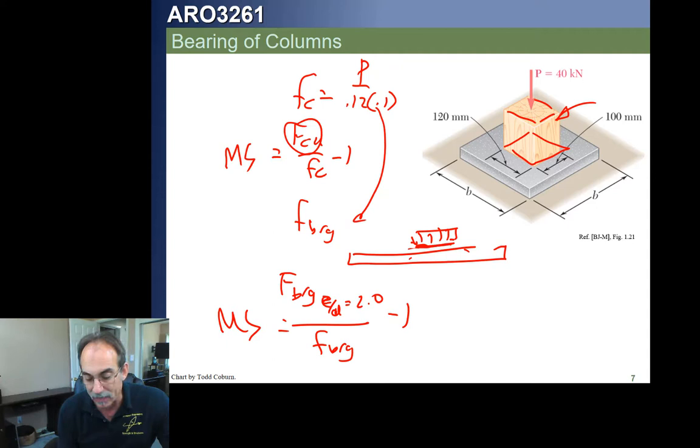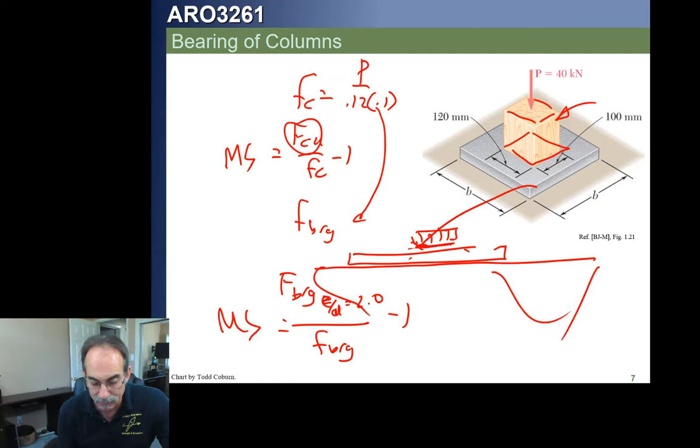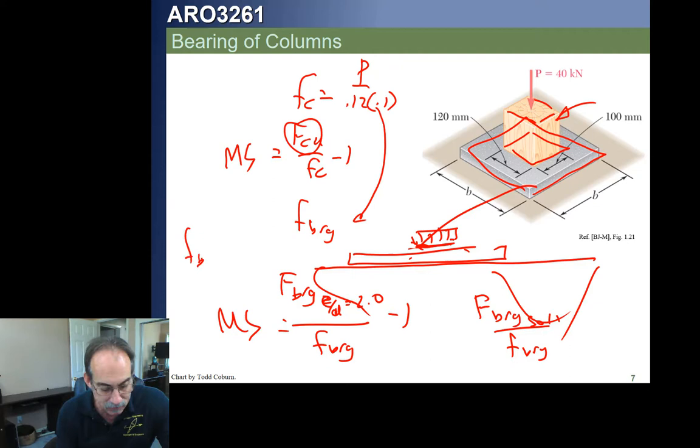Now, if that's good, that's using the bearing allowable of this concrete. Then we get to the soil, and we see that under the soil, there's even more area below that. So once again, we're going to use that same bearing stress. We're going to get the bearing allowable of the soil this time, divided by the bearing stress we calculated. Because we're down here, we have a much larger area. Our bearing stress on the soil is just going to be P over this B B, this huge area, minus 1, that's our margin of safety for that. That's how you do that.